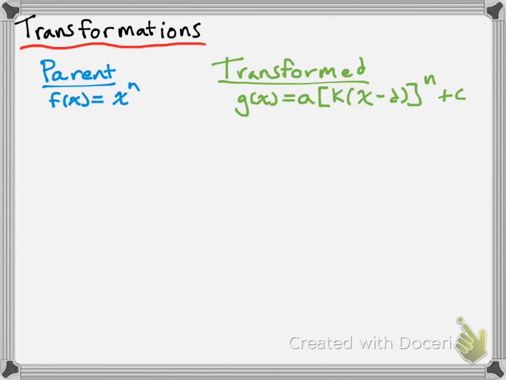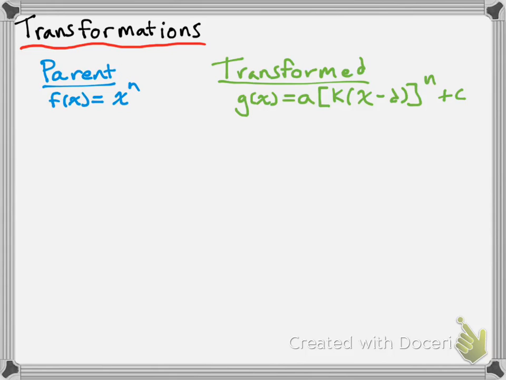Letter n. Okay, so we know that the transformed function is going to look like the form of g of x is equal to a times [k times (x minus d)] all to the power of n plus c. Note that the power of n is affecting everything inside of our square brackets, okay? And note that this does look a lot like stuff that we've learned about last year in grade 11. It actually is pretty much the same thing. The only difference being that this is, of course, applied to a power function.